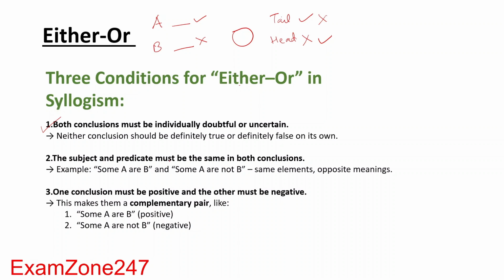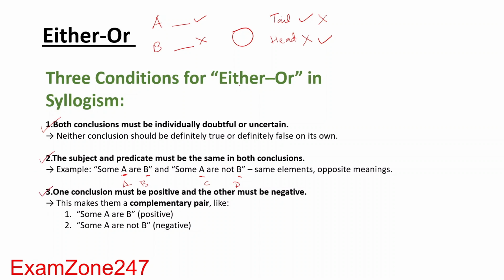Let's see the next one. The subject and predicate must be the same in both conclusions. See, when two statements are given, the subject and the predicate both must be the same in both conclusions. Here see, it should not be A, B, and here C, D. No, both statements should talk about the same elements, which are A on the left side and B on the right side. Same elements, opposite meaning. This is the second condition.